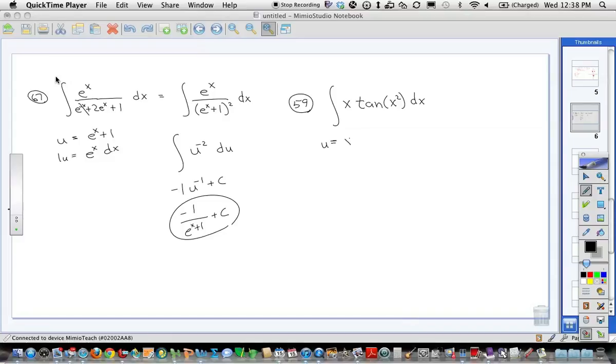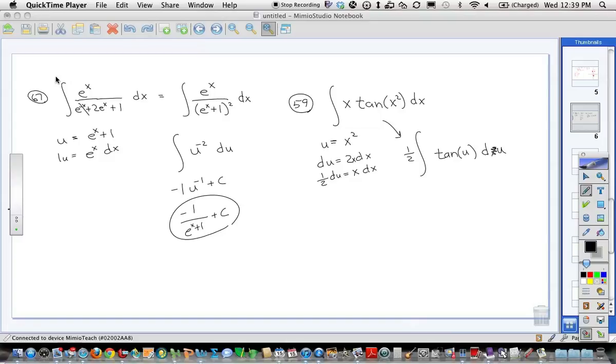x squared. And the nice thing about that is the du is going to be an x dx, which is sitting right there. Of course, there's a 2 there, which we can move around. So we get 1/2 du equals x dx. So we'd have tangent u, times 1/2 du. And then the antiderivative of tangent is what?